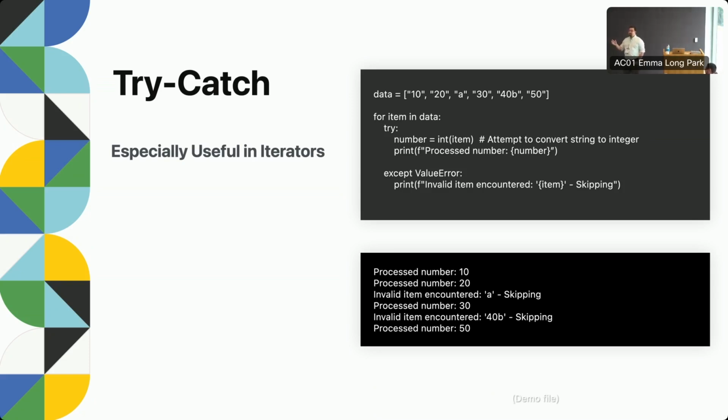But don't stop iterating. This is one of those places where try-catch is really, really useful because sometimes you have a list of 100 things. You don't want to abort the entire process if 1 out of 100 things doesn't work the way it's supposed to. And you can see that down here in the example output code. Process number 10, process number 20, hit something it couldn't handle, we'll just skip over that one. Pick right up again on 30.